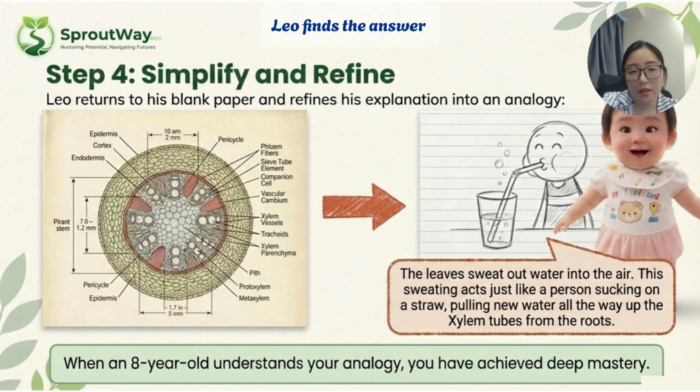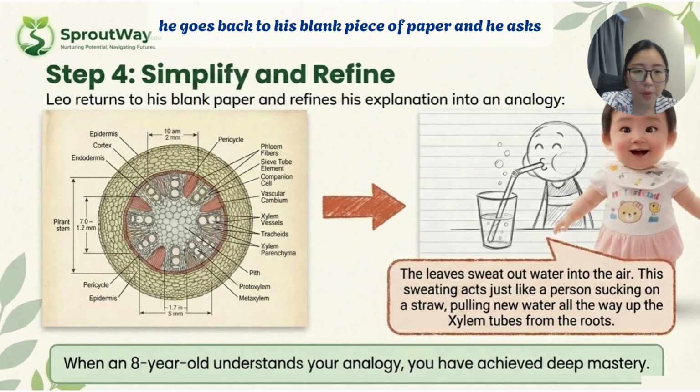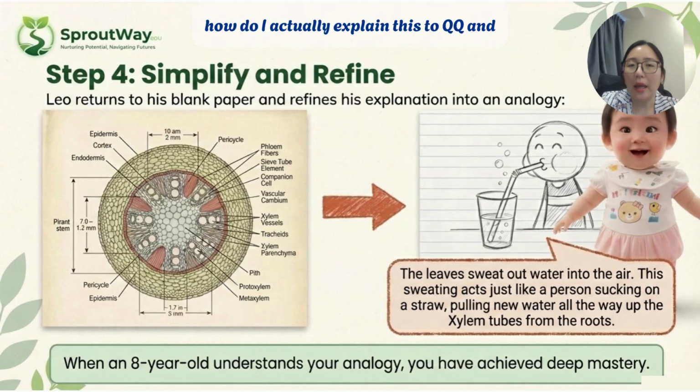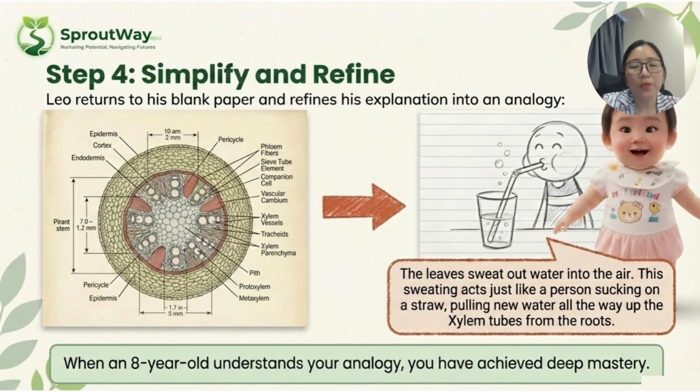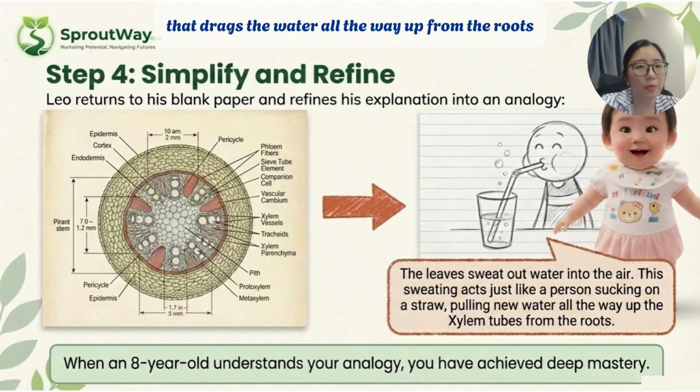Leo finds the answer is called transpiration pull. So good, he has the scientific term, but now we do the real work. He goes back to his blank piece of paper and he asks, how do I actually explain this to QQ? And he comes up with this simple, beautiful analogy that QQ can understand. The leaves of the plant sweat water into the air, and that sweating acts just like when you suck on a straw. It creates a pull, a vacuum that drags the water all the way up from the roots.